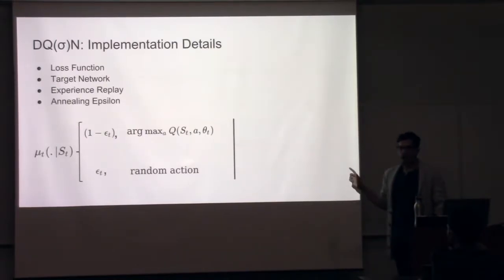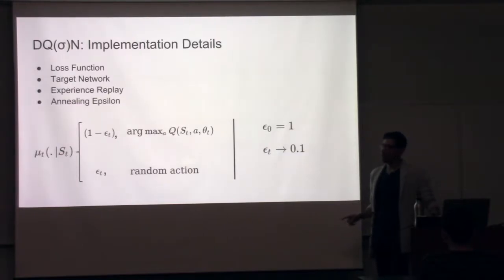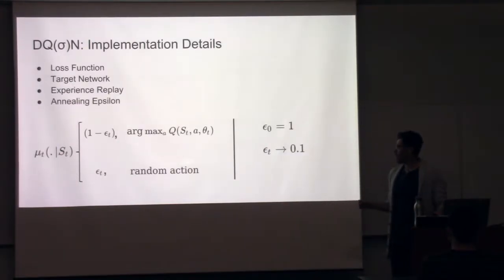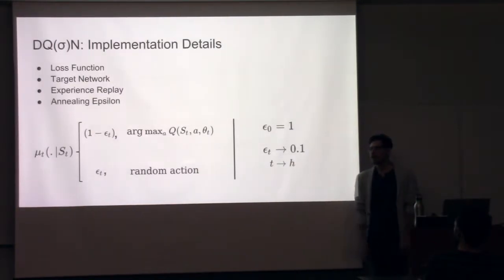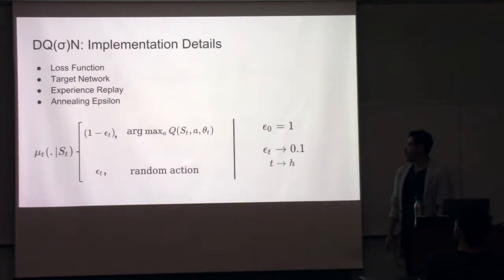Now, epsilon gets initialized at 1, and then it decays linearly over time towards 0.1. And that happens as t goes to H. H, in this case, is a hyperparameter called the exploration frame. And we can just set it to any amount that we want.